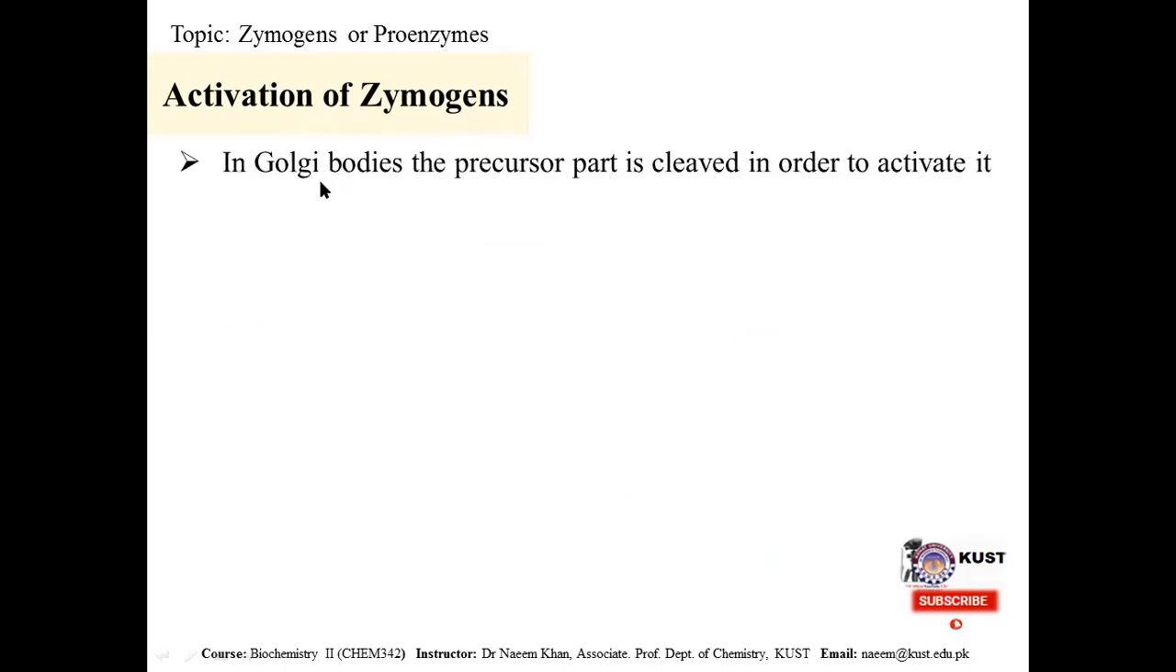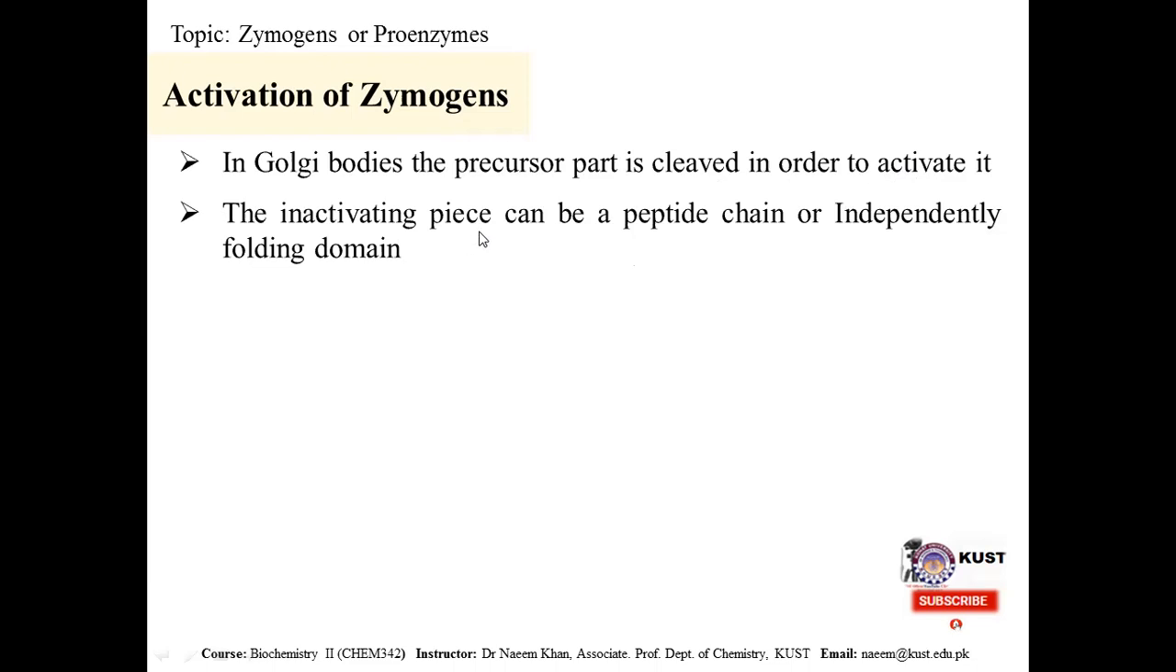The activation of zymogen takes place in the Golgi complex, the Golgi bodies of the cell, which is the precursor part, and the precursor part is cleaved in order to activate it. In the last slide, we saw that a slight chain is broken down by hydrolysis to activate it. The inactivating piece can be a peptide chain or an independent folding domain.